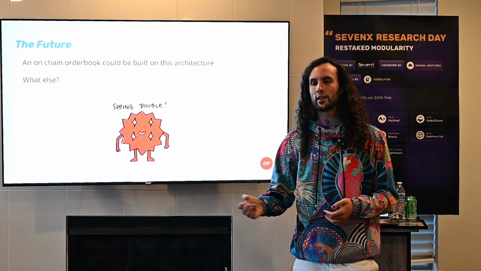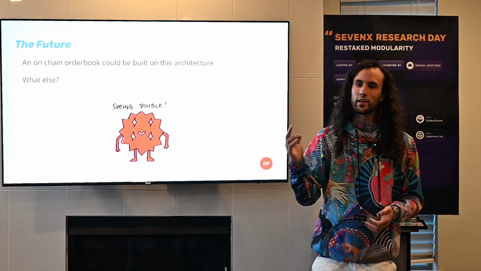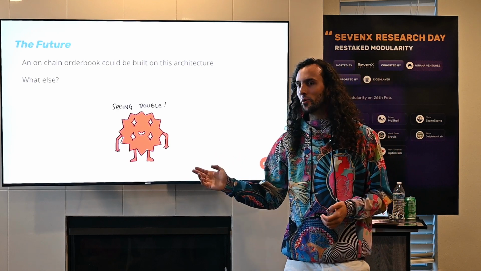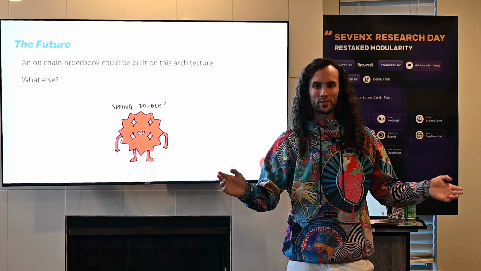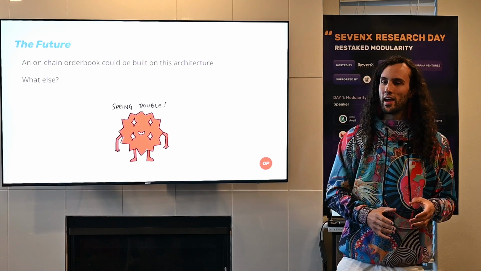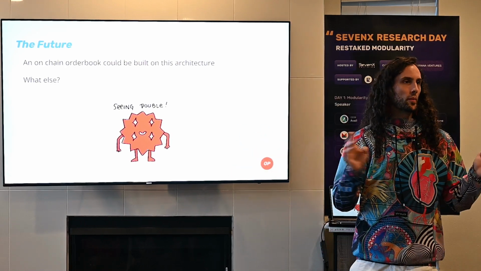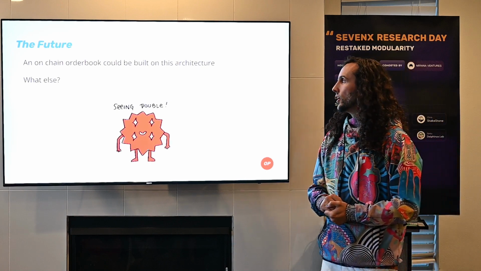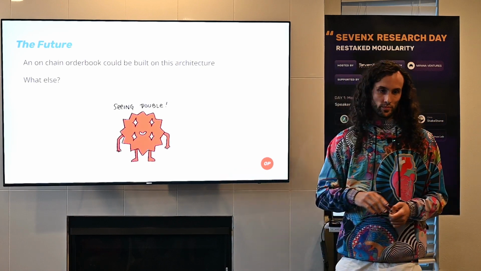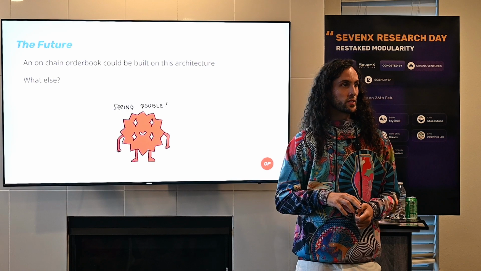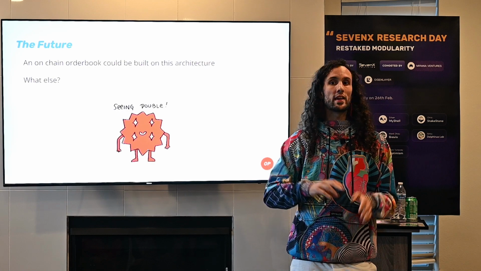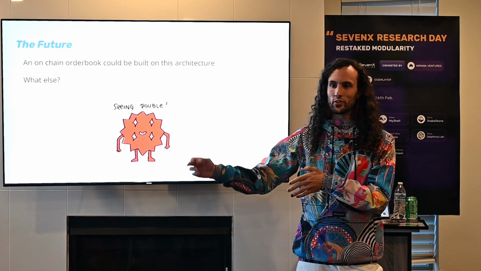Because if you look at BitMEX or whatever, they definitely run their order book on multiple VMs. It's not just a single VM that runs all of BitMEX or Coinbase. So we need to learn from Web 2 architecture to be able to take Web 3 to the next level.